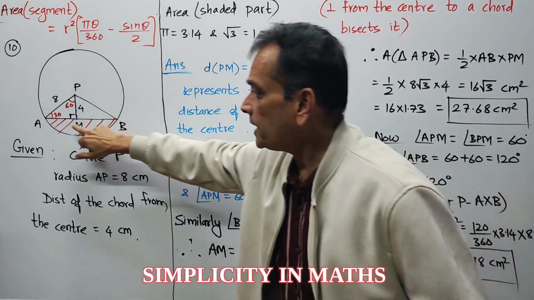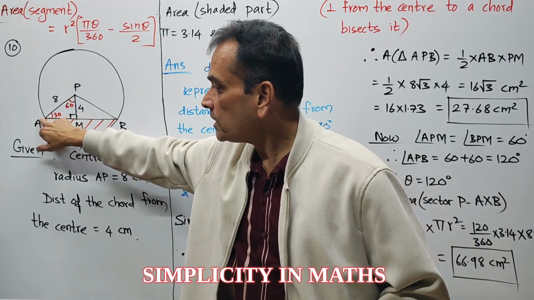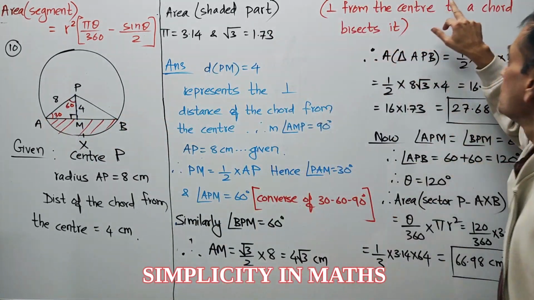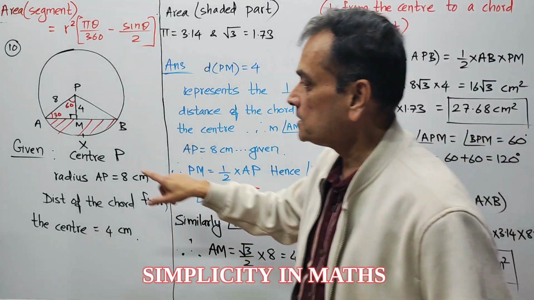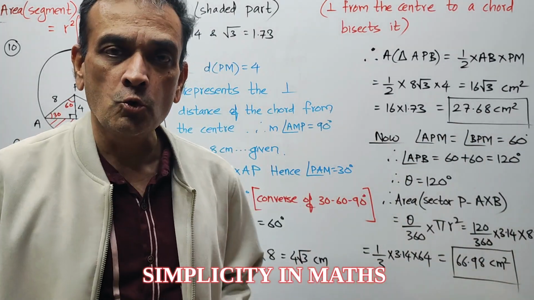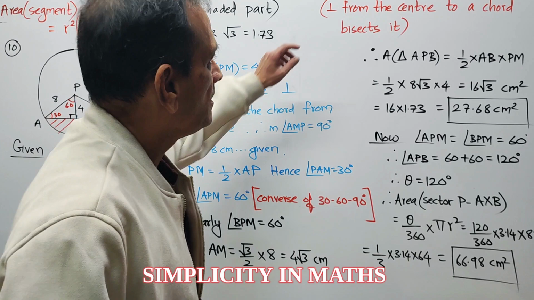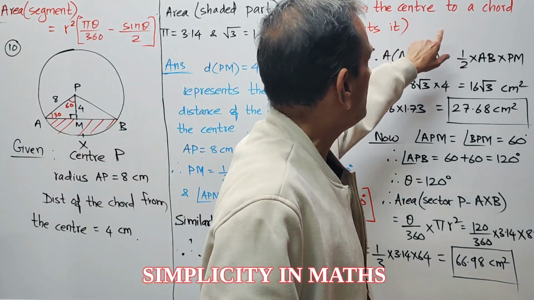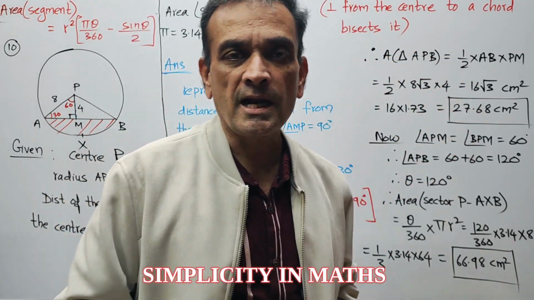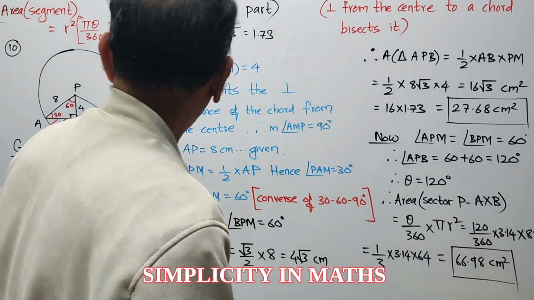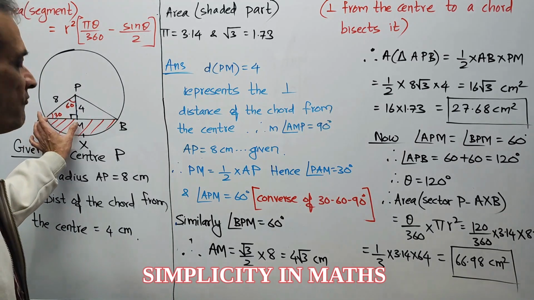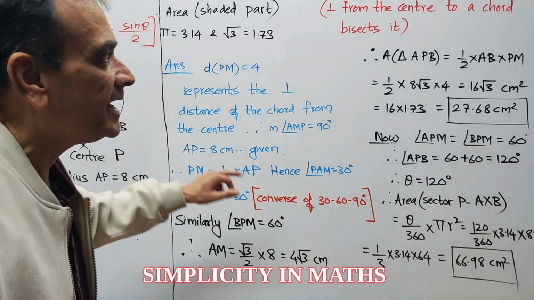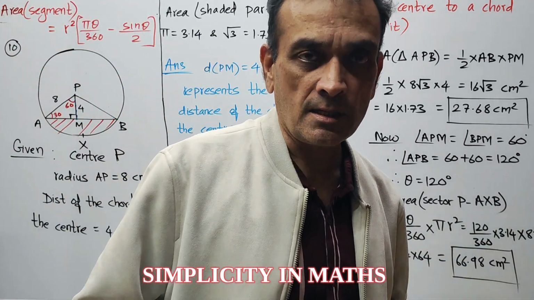So AM is 4 root 3. Therefore, entire AB will be 4 root 3 into 2, which gives you 8 root 3. So AB is equal to 8 root 3. Reason? Perpendicular from the center to a chord bisects the chord. 9th standard theorem. So if this is 4 root 3, AB will be 8 root 3, double of it. Okay?